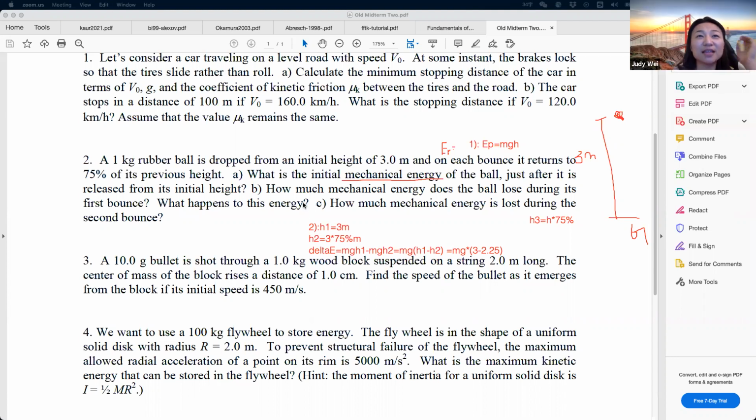Oh, what happened to this energy, you mean? Yeah, that part. Okay. So what happened to this energy? This ball drops here and then bounces back. Why can it not bounce back to the initial height? So this is energy loss, right? If it could bounce back to the initial 3 meters, it would mean there is no energy loss. But now it can only reach 75%. What happens to this energy? Why is this energy lost? Any ideas?